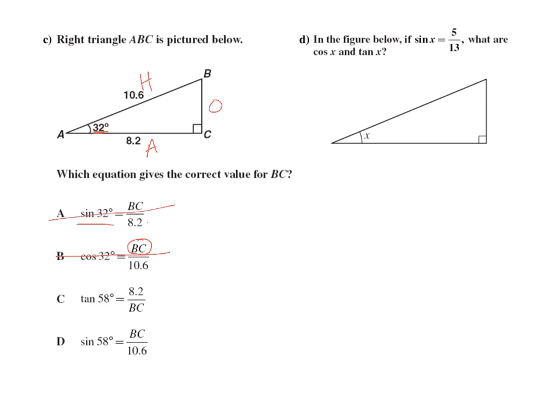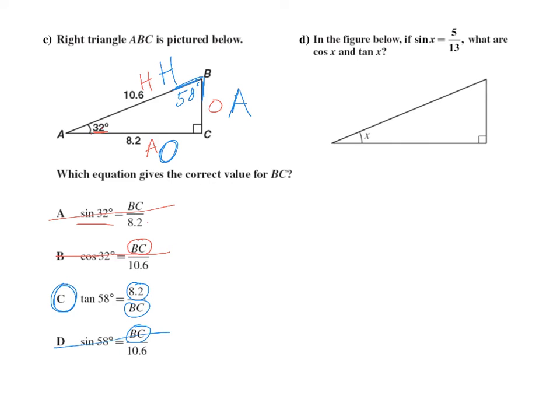Then it says, wait, look at this. It says tangent of 58. Where did the 58 come from? Well, that's the other acute angle here. So just subtract 90 and 32 from 180, and you get 58. So now I'm working with angle B. So now this is opposite, this is adjacent, and this is hypotenuse. So tangent is opposite over adjacent. Opposite, that's 8.2. Adjacent is BC. That's my answer. And then we'll just go to D just to show that that's an incorrect answer. Sine of 58, sine is opposite. It should be 8.2. It's not, so that doesn't work either.